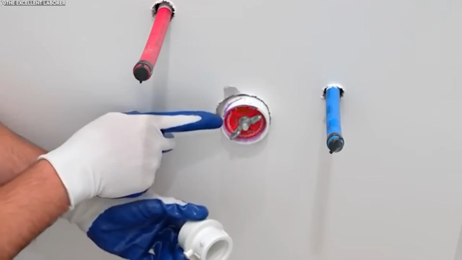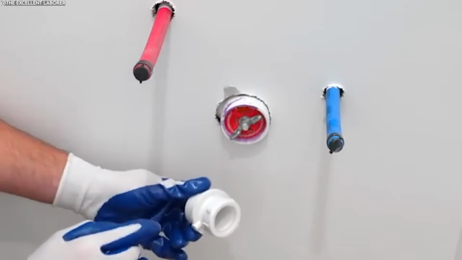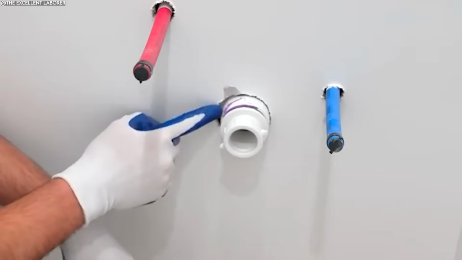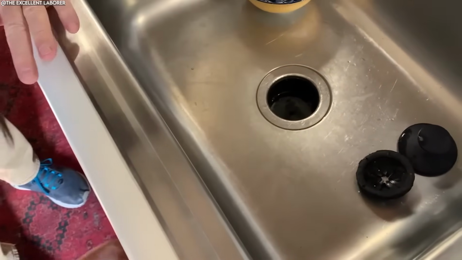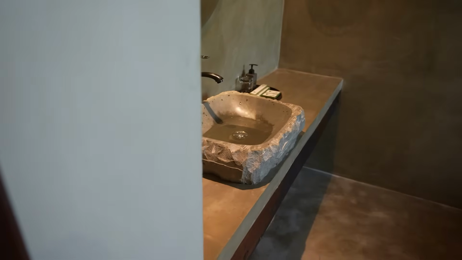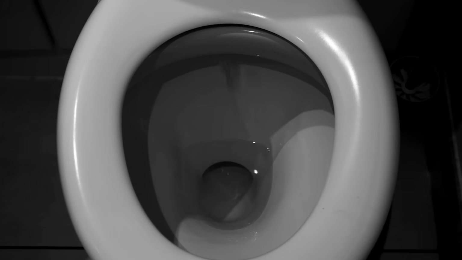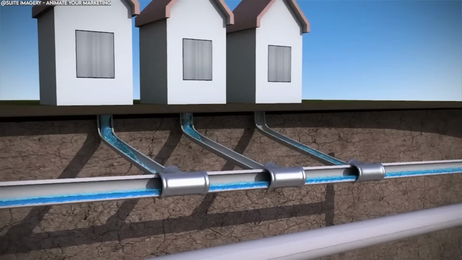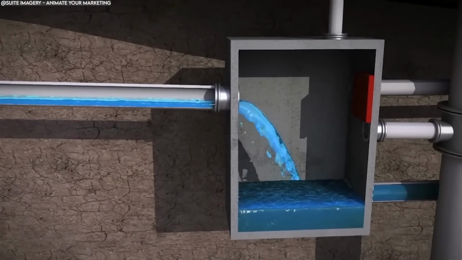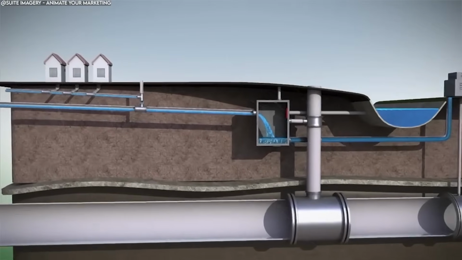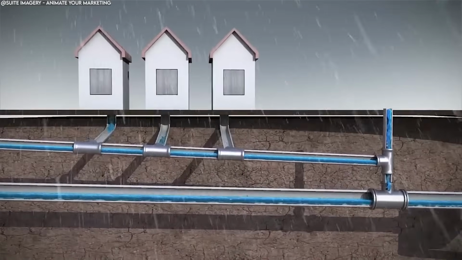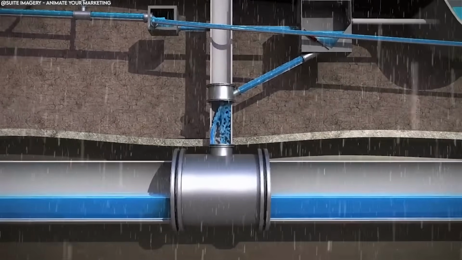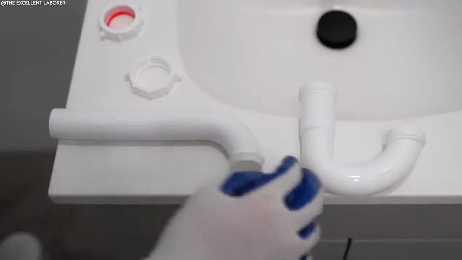Let's get into it. Understanding how traps work is one of those fundamental plumbing concepts that once it clicks, a whole lot of other things start making sense. Every single drain in your house, your kitchen sink, your bathroom sink, your shower, your tub, even your toilet, has a trap built into it. And they all exist for the same reason. They hold a small amount of water that acts as a seal between your living space and the sewer line. Without that water seal, you'd have a direct open path for sewer gases to come right up through your drains and into your home.